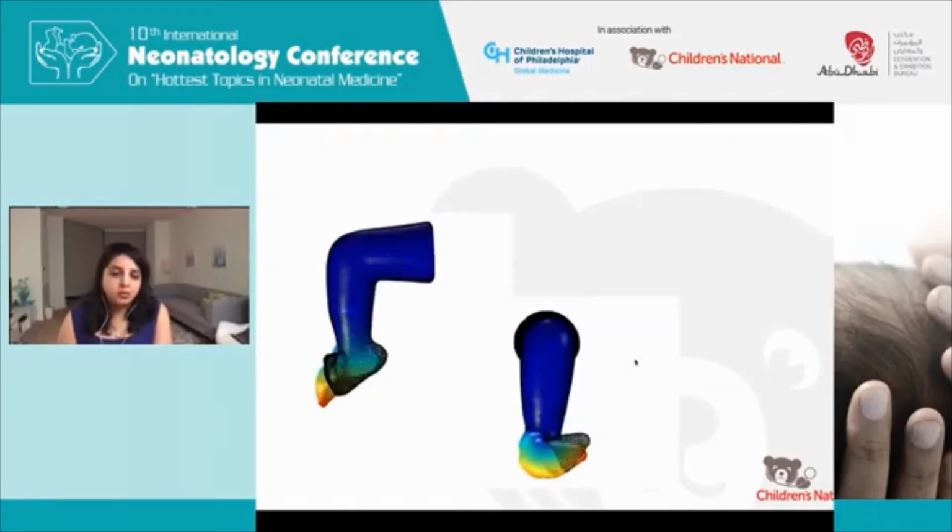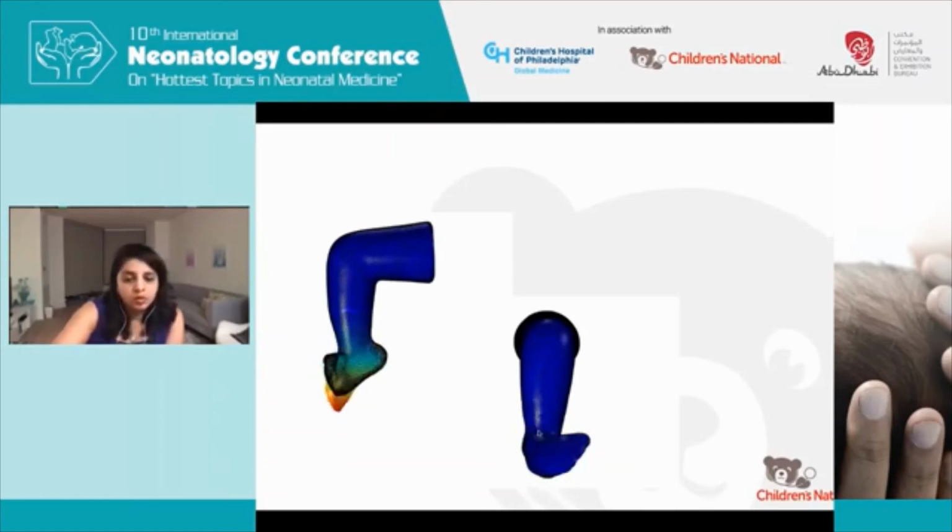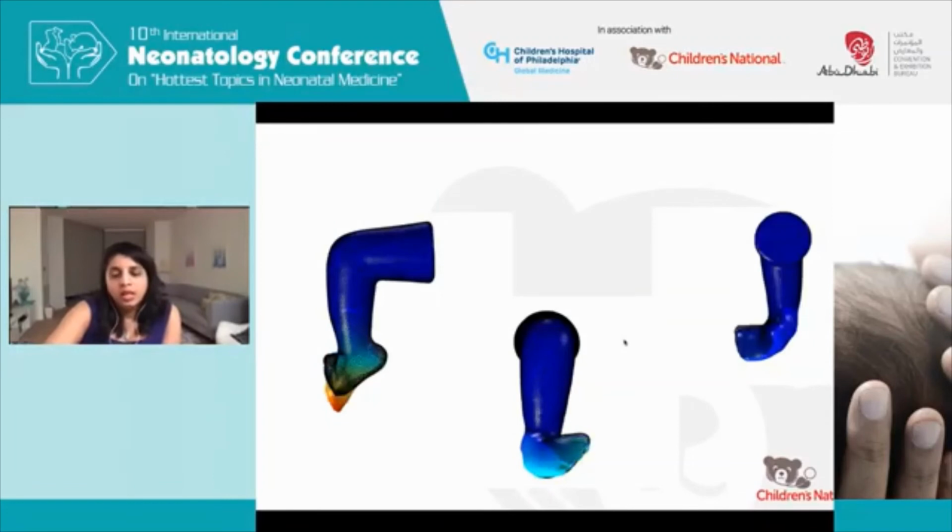And this is some animations here. You can see we are correcting the equinus, so lifting the foot up here. Here we're correcting the rotation of the foot. And then here you can see we're correcting the varus angle of the foot. And this is all with maintaining the structural integrity of the surrounding foot and leg.